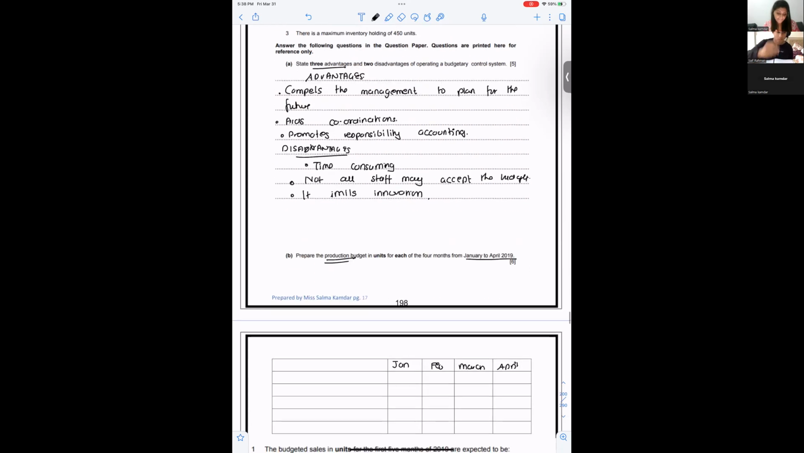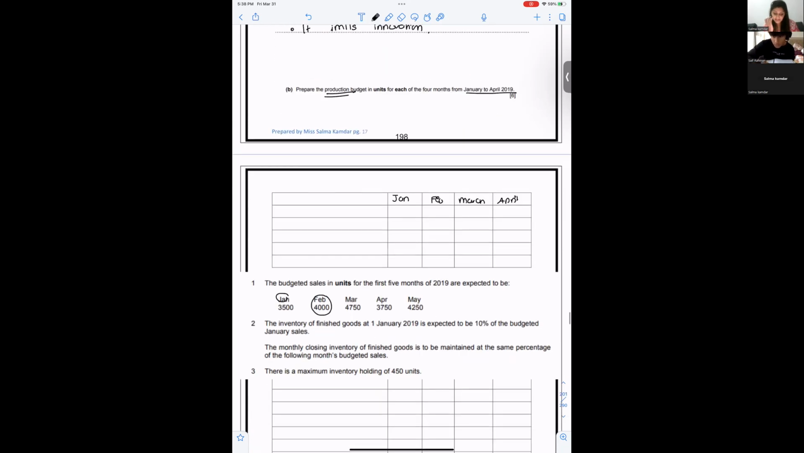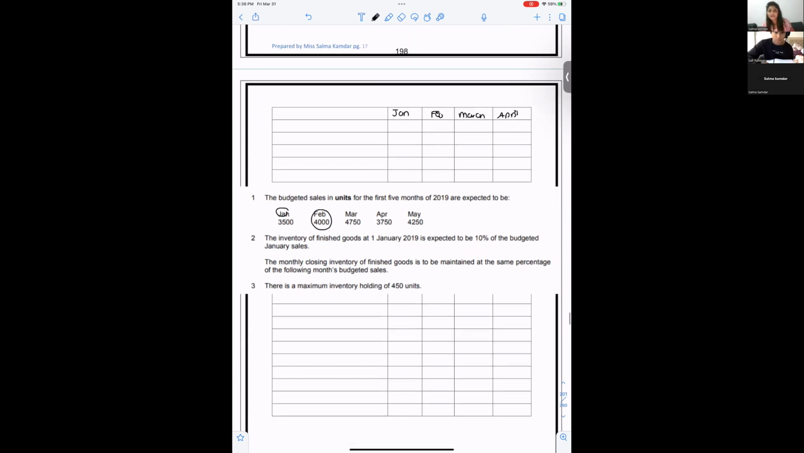And they want the production budget. They have not told me anything about producing 1 month before the sale. Did they tell me anything like that? No. So I will produce in the month of sales only. They didn't give me instructions, so I'm not going to do it myself. So I am making the production budget. How will I start?